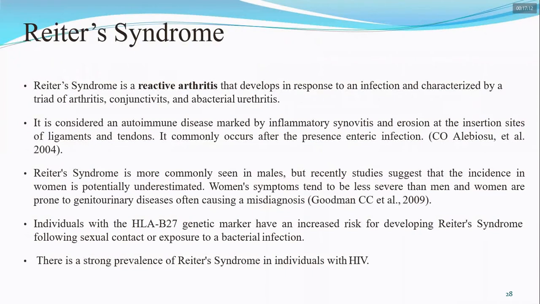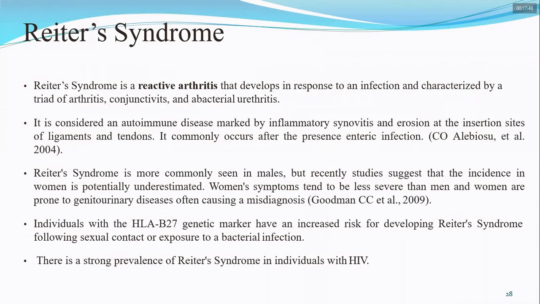Now coming to Reiter's syndrome, this is another seronegative spondyloarthropathy. Reiter's syndrome is also called reactive arthritis. These are synonyms. It develops in response to an infection and is characterized by a triad of arthritis, conjunctivitis, and urethritis. It is an autoimmune disease marked by inflammatory synovitis and then erosion at the insertion sites of ligaments and tendons. This also has the HLA-B27 genetic marker, and there is a strong prevalence of Reiter's syndrome in individuals with HIV.